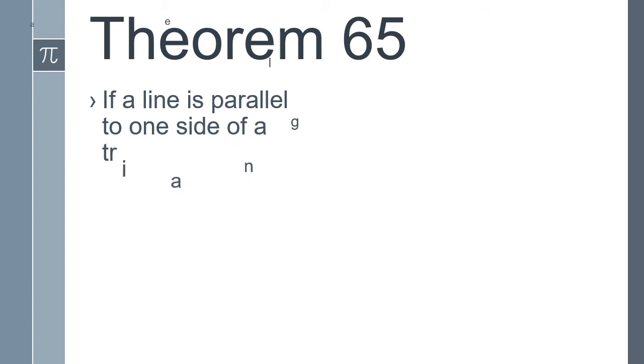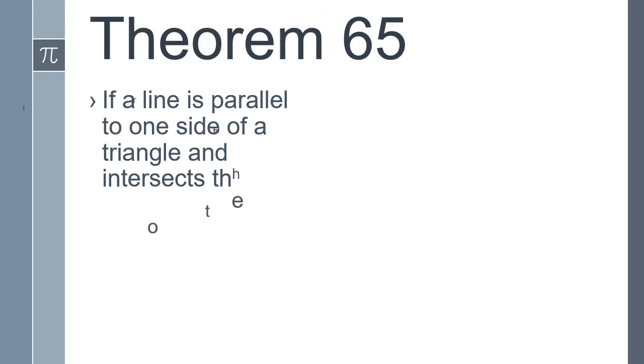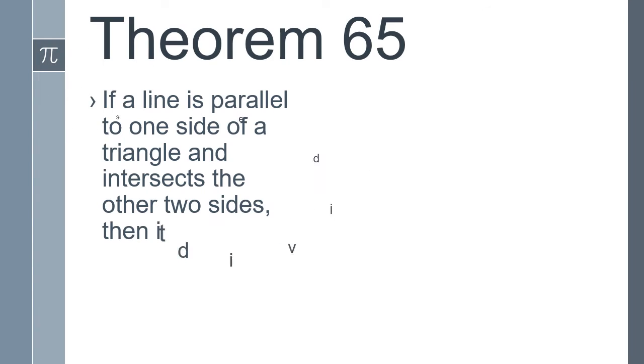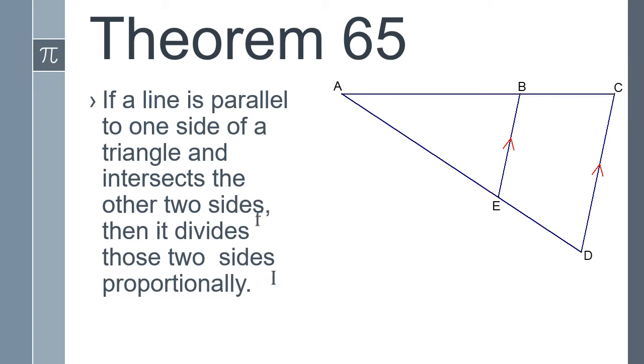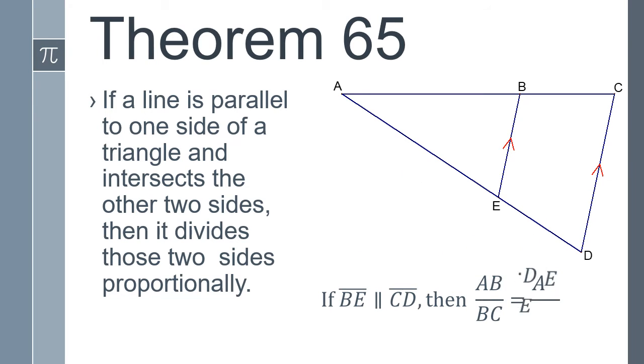So theorem 65: if a line is parallel to one side of a triangle and intersects the other two sides, then it divides those two sides proportionally. So if segment BE is parallel to segment CD, then AB over BC is equal to AE over ED.